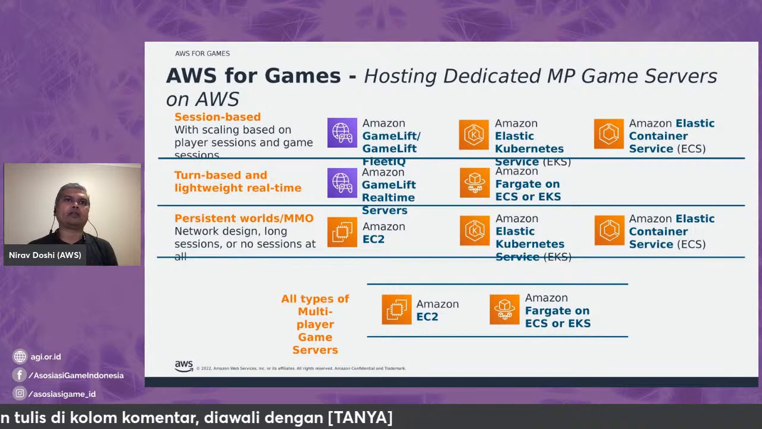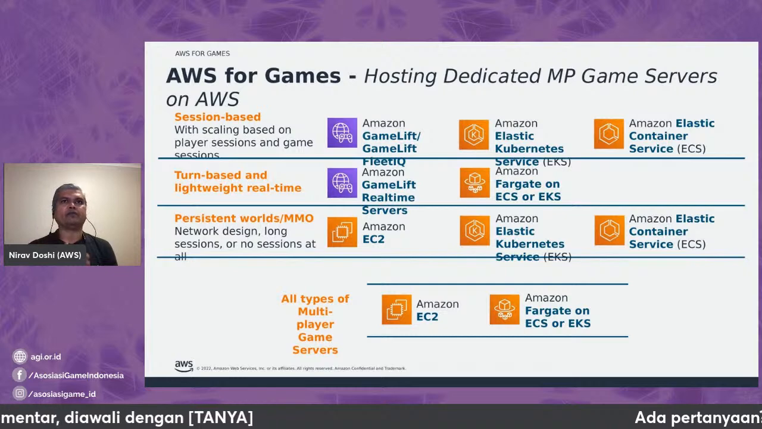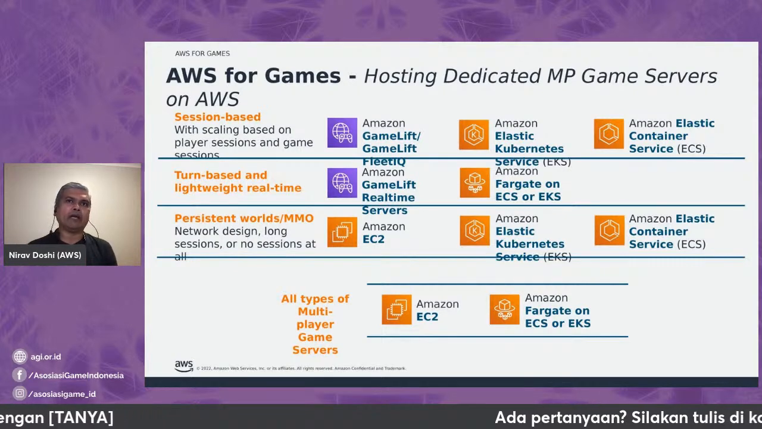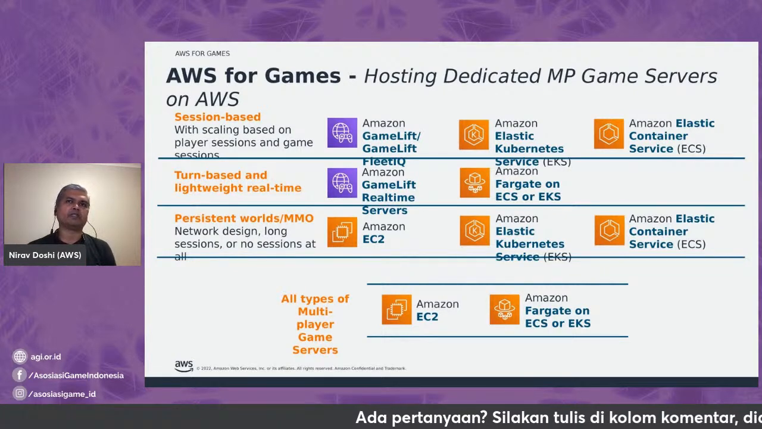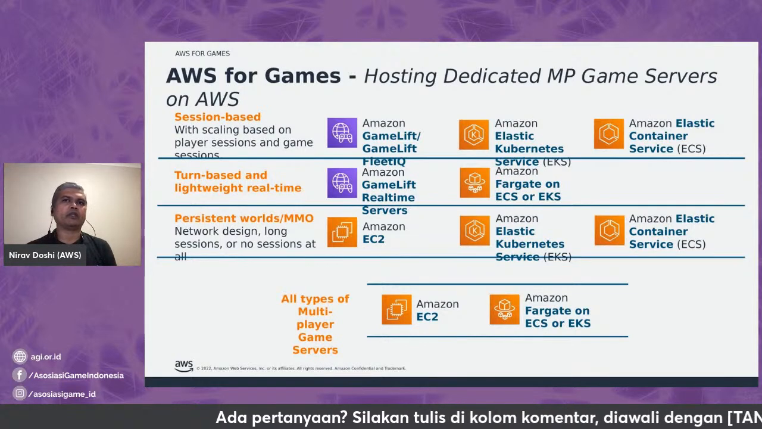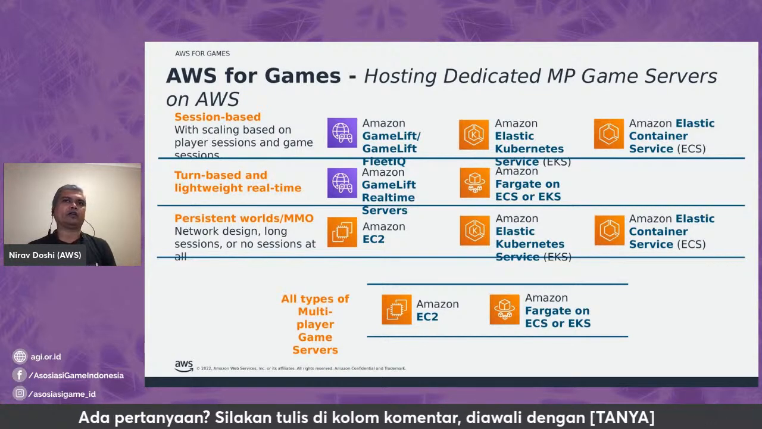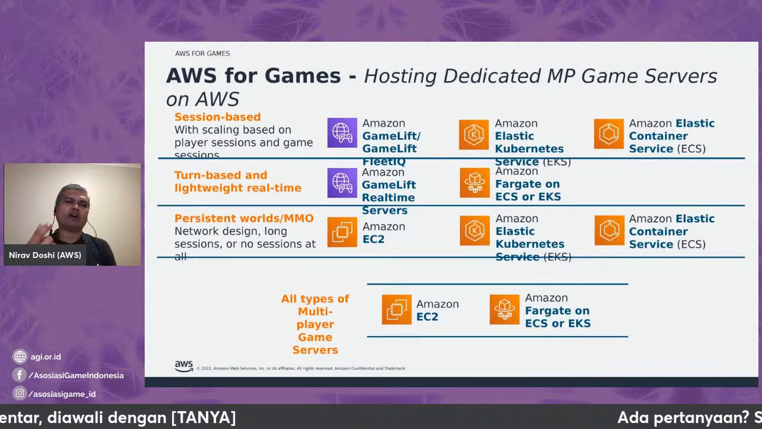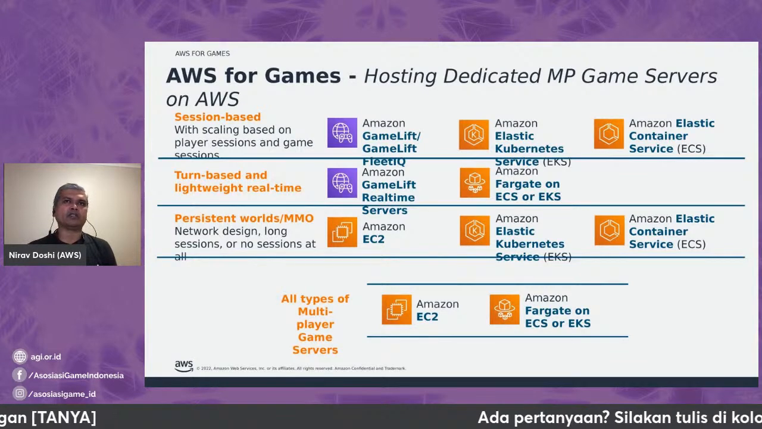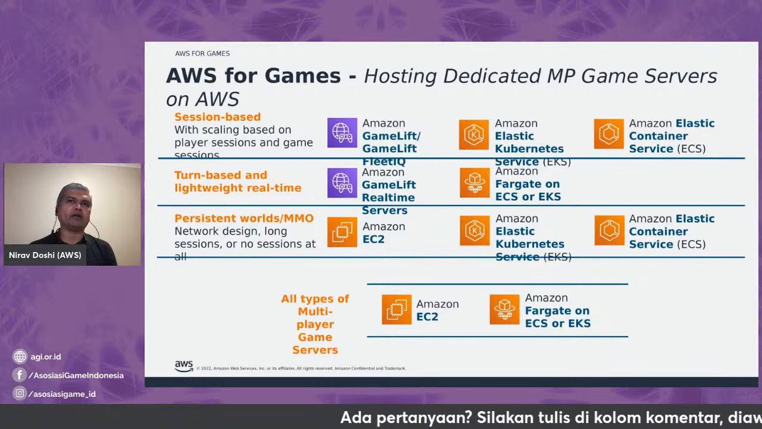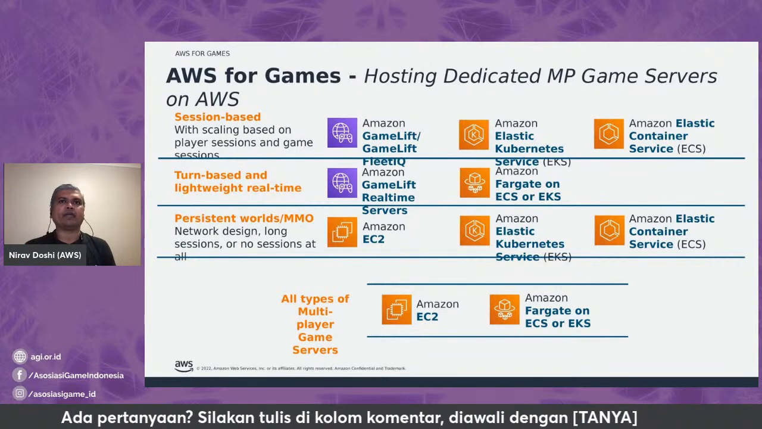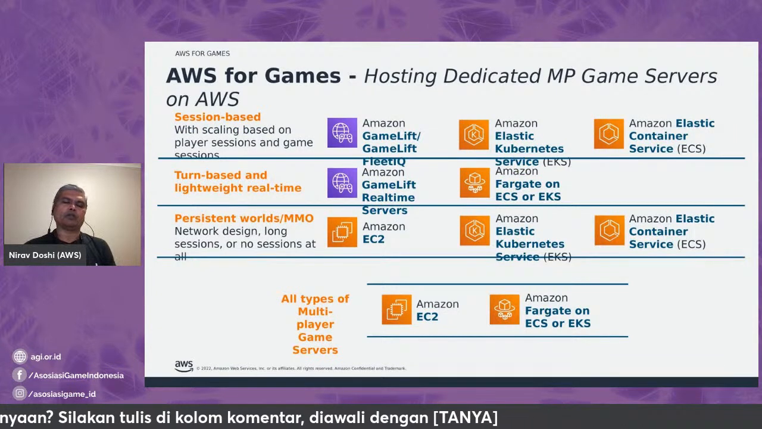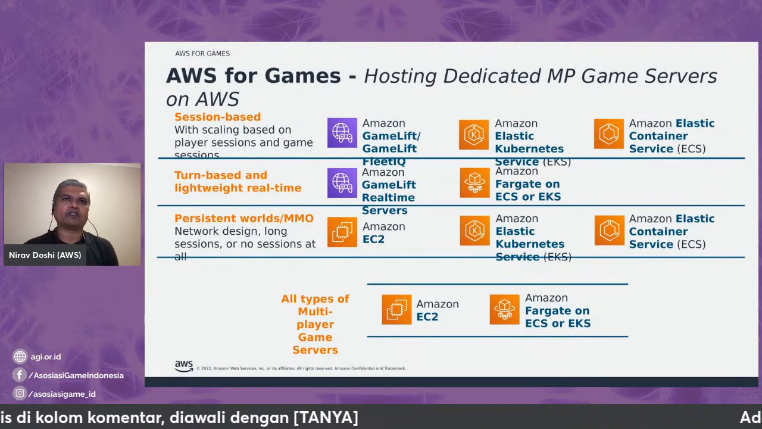If you have lightweight, real-time turn-based games, you can also use a service we call Amazon GameLift Real-Time Service. You can also use something called Fargate on ECS or Fargate on EKS. ECS is Elastic Container Service, EKS is Elastic Kubernetes Service. Fargate is a managed service which is able to operate without you having to worry a lot about the infrastructure and the pains around administering it. So smaller teams are able to benefit from services like this.